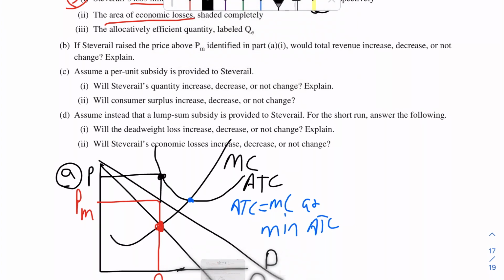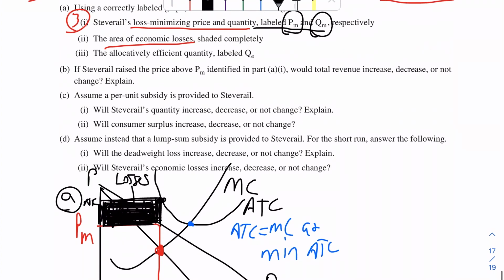So this area right here is our losses. Okay. So price, ATC. So this area shaded completely is our losses. Okay. So what you would do is you would shade this, and then you'll put a little arrow that says losses. Okay. All right. So that is everything on part I. Double I, the area of losses.